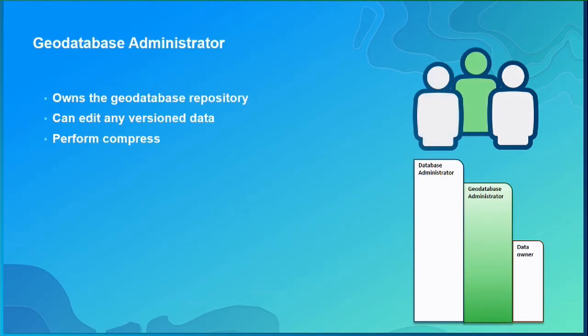Geodatabase Administrator is the user that owns all the system tables that I spoke of earlier. And because they own these system tables, this user has some unique roles and privileges in a geodatabase. They can edit any data that is registered as versioned, they can view and reconcile any version, and they can compress the geodatabase.